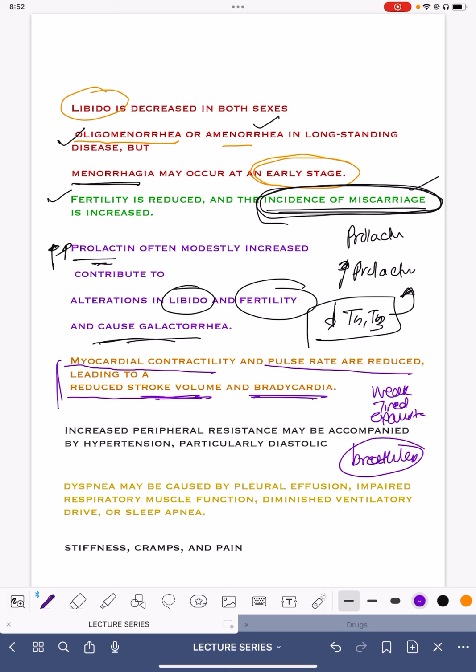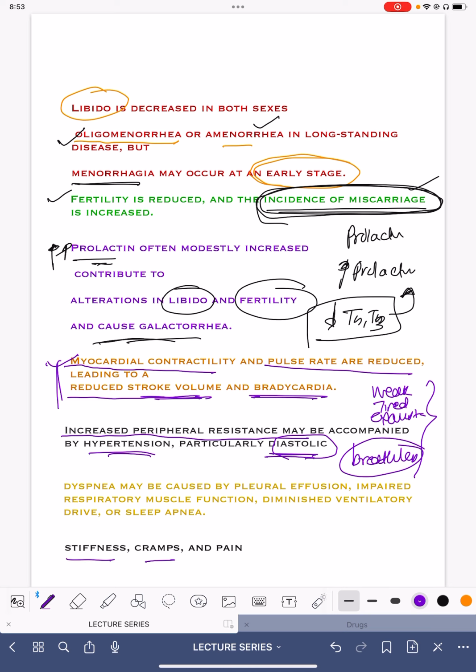Along with this, there is increased peripheral resistance of the blood vessels, which could actually lead to hypertension, particularly diastolic. So this diastolic hypertension and this reduced heart contractility, reduced heart rate, can lead this patient to have the symptoms of weakness, lethargy, exhaustion, and shortness of breath.